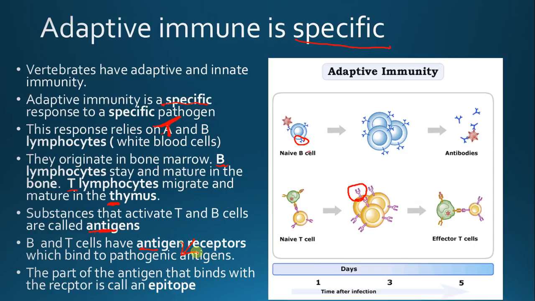And pathogenic antigens are like membrane proteins. And the part of the antigen on the pathogen that ends up reacting or binding with these receptors is called an epitope. Alright, so here's an example of a B cell. Here is the B cell receptor reacting with the epitope of the pathogen. Same thing, here's a T cell with its receptor reacting with an epitope of this other pathogen.